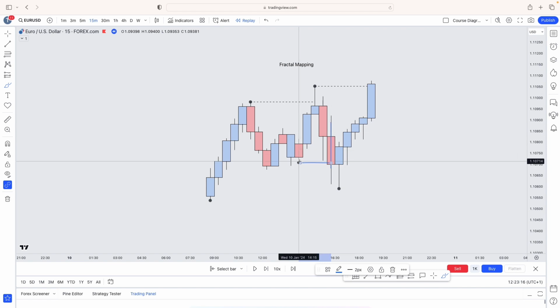What do we know when we have a fractal structure break to the downside? Well, we know that there was a fractal high that caused that fractal structure break to the downside, right? The fractal high is the nearest candle to this fractal break of structure that fails to break the previous candle's low, okay?